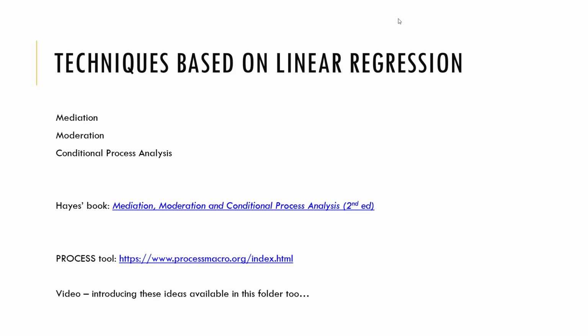There's also a really useful book by Andrew Hayes. We have a link to it there for the e-version through the library resources. He also developed a tool called the PROCESS tool, which can be embedded into SPSS, that will allow you, in a much more straightforward way than you used to be able to do it, to conduct mediation, moderation, and combinations of the two, which is called conditional process analysis. So I won't go any further with that.